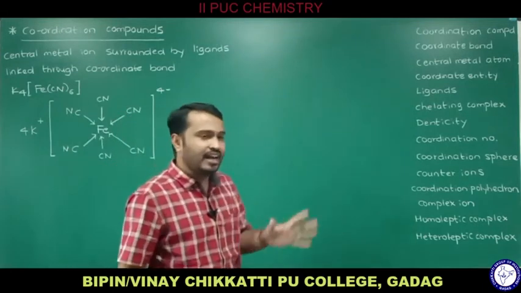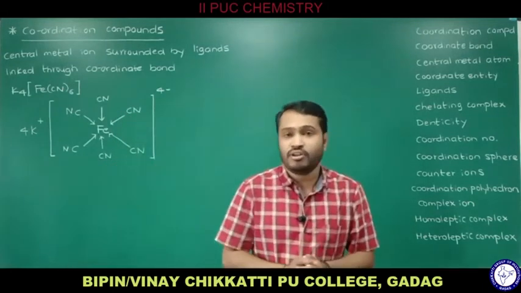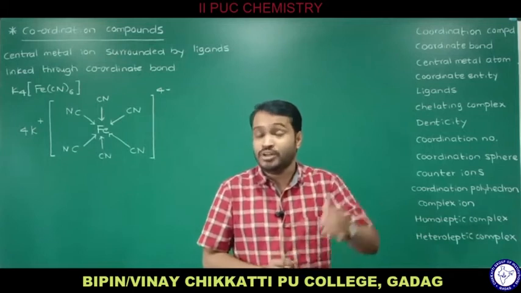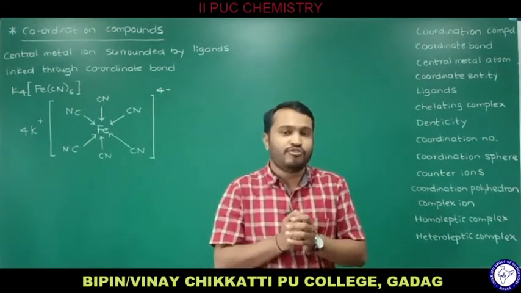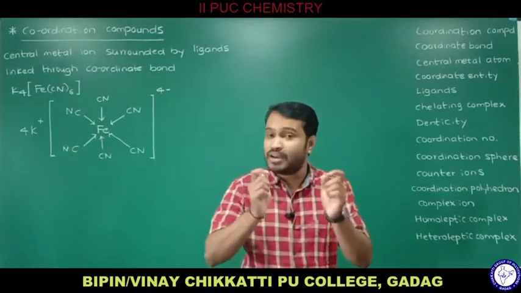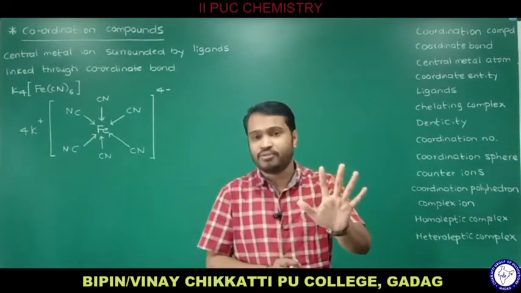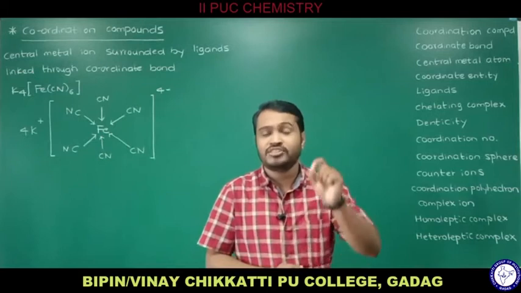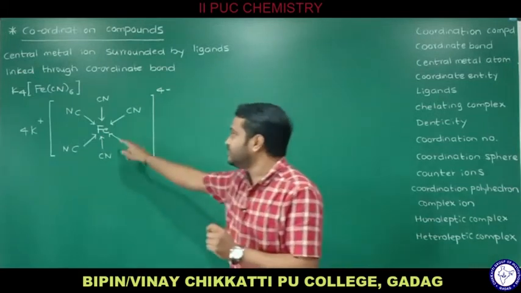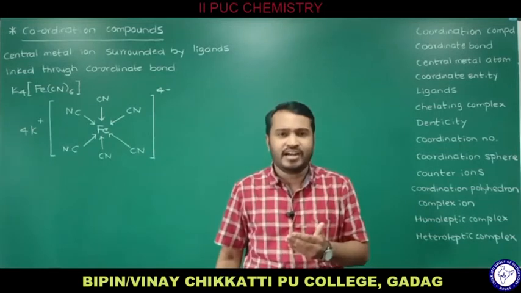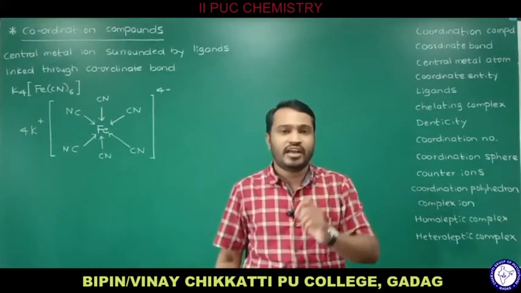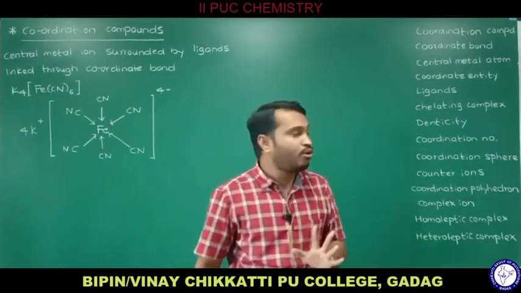And if you just analyze in the chapter d and f block elements, one concept I told you: transition elements, or 3d series elements, are going to form complex compounds. In complex compounds, we have a central metal atom which is surrounded by ligands. So usually the 3d series elements or transition elements, we know the reason behind that, why the transition elements form a greater number of complex compounds.